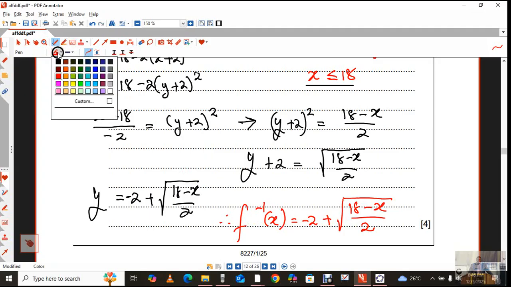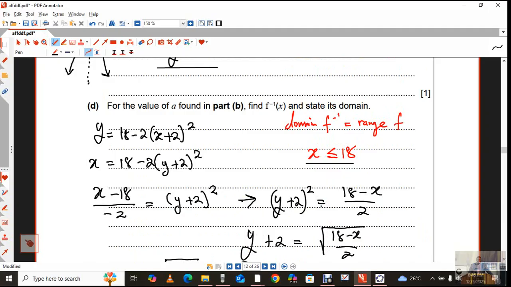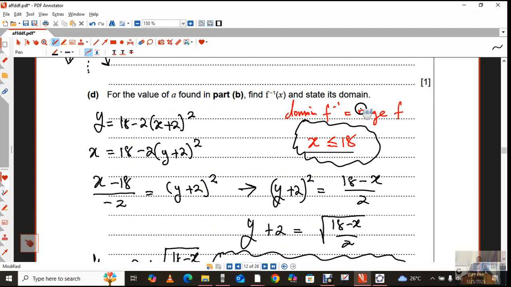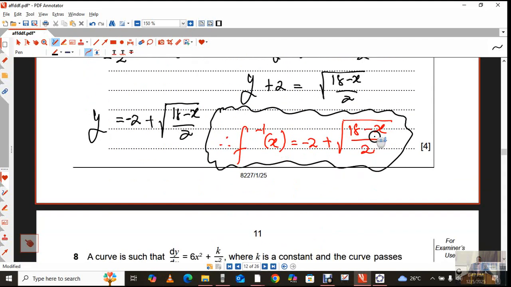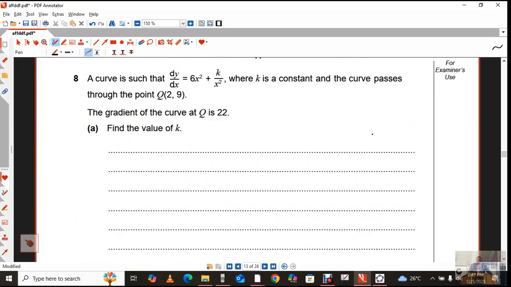So we have solved this part where they ask us to find the inverse, okay? And also the part where they were asking us to find the domain of the inverse. There we go. The domain of the inverse is equal to the range of the function. Hopefully you're with me so far.